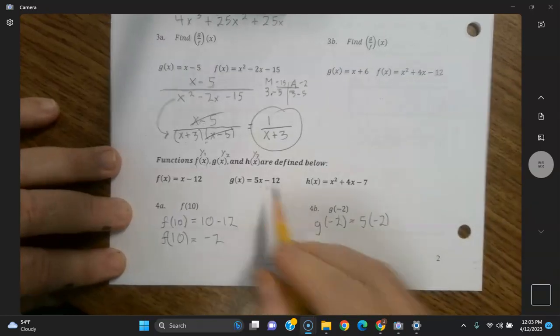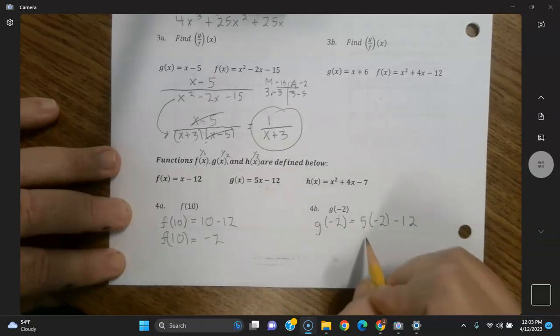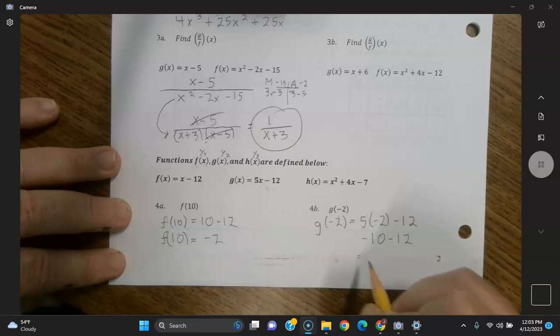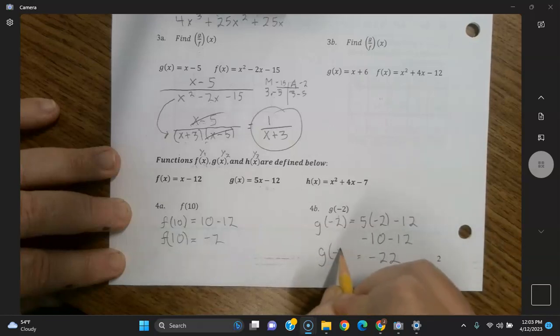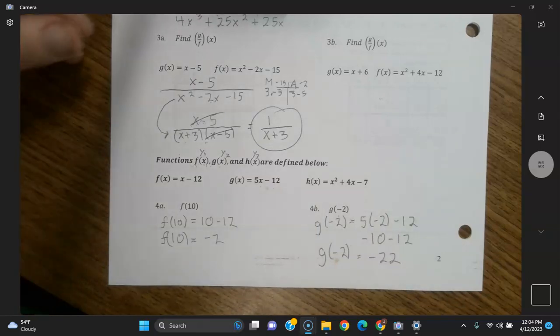That's what you put in for the x, minus 12. 5 times negative 2 is negative 10, minus 12, equals negative 22. So that's what g of negative 2 equals. Put in negative 2 into here, you come out with negative 22. Okay, we'll go to the next page.